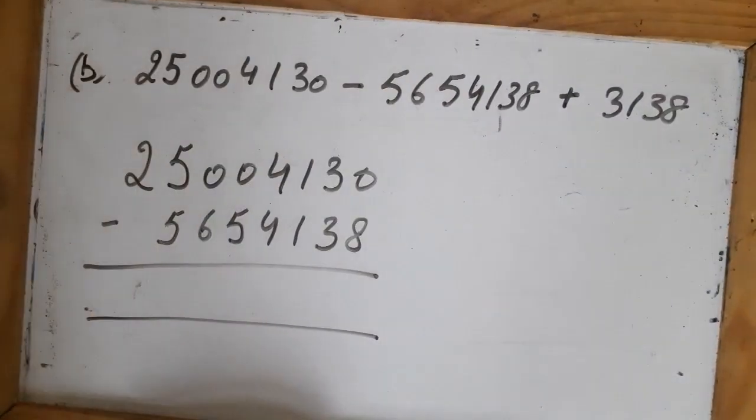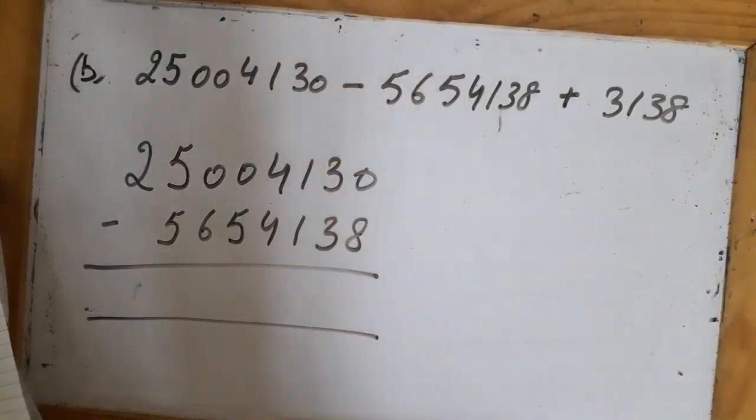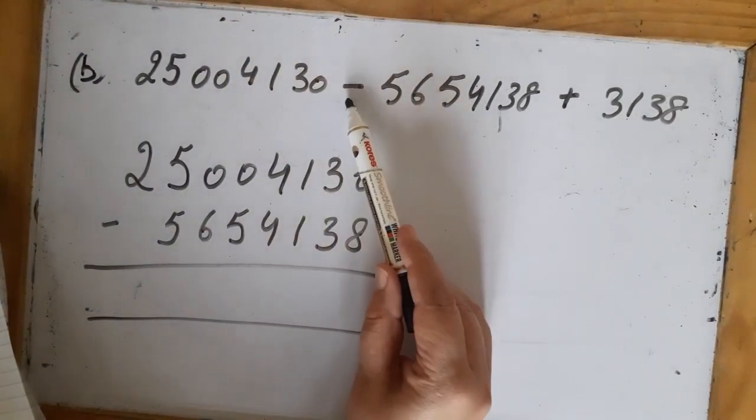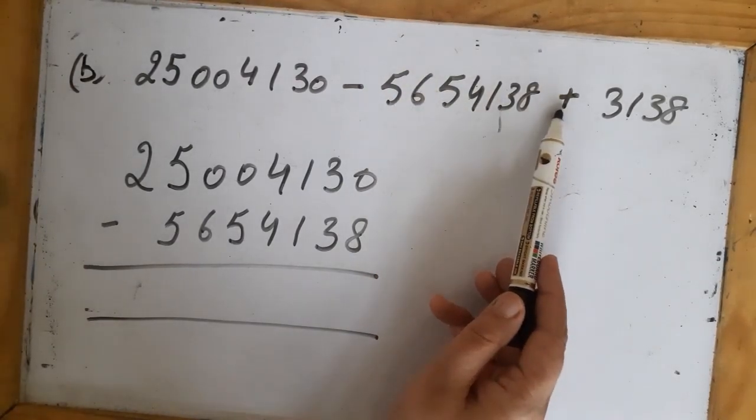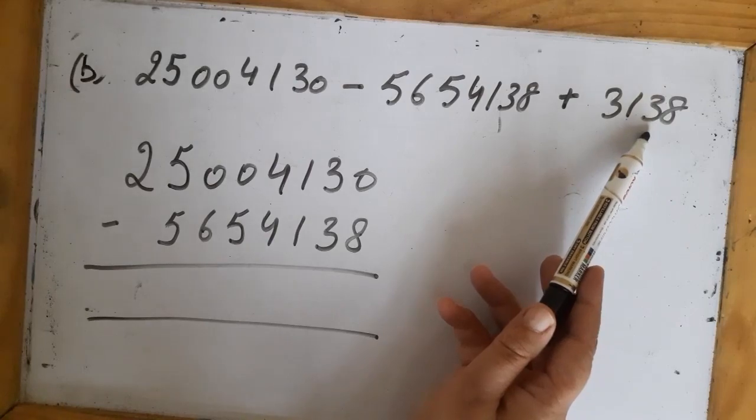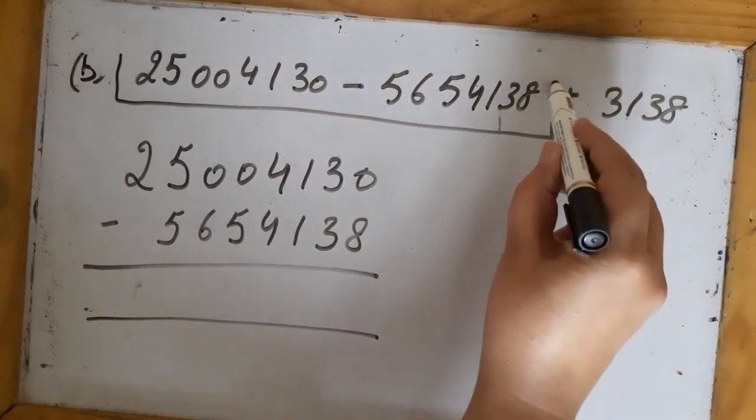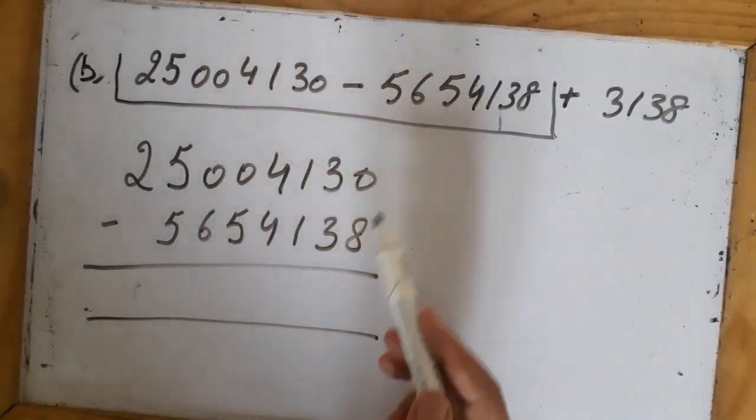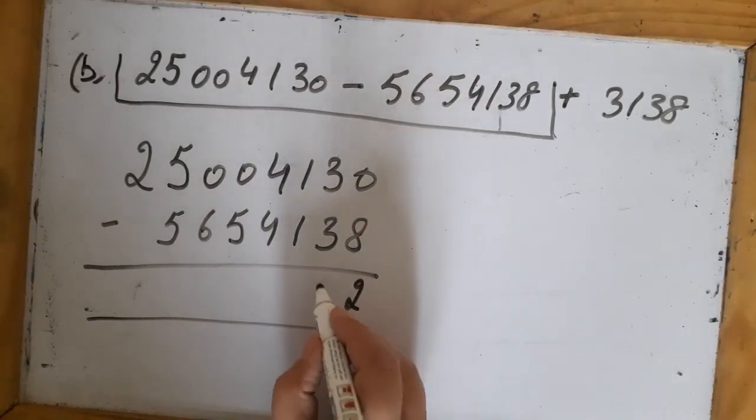The B part of the 7th question. In this 7th question, you can see again you have 3 numbers. The first number, then there is a sign of subtraction, second number, sign of addition, and the third number. So in this, what you can do is you can subtract these two numbers first. As you can see, this number minus this number, so you can subtract these numbers.